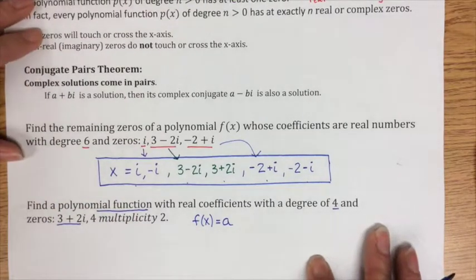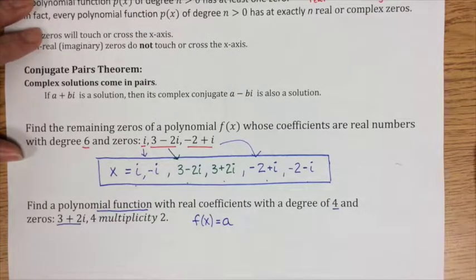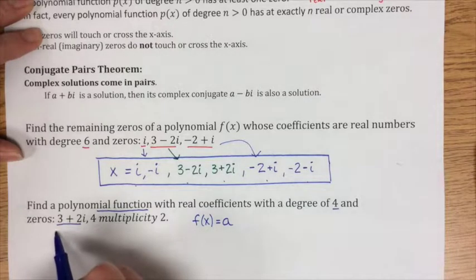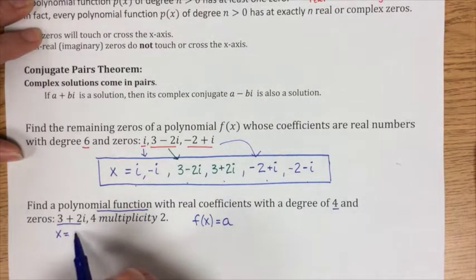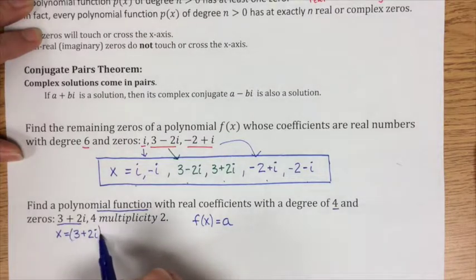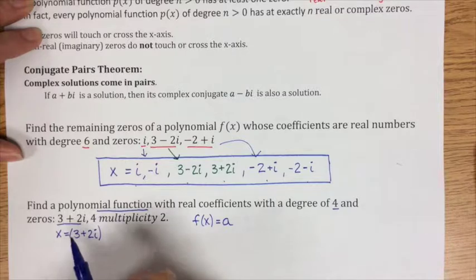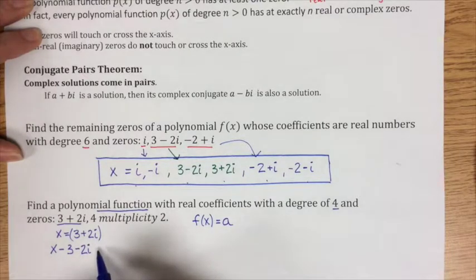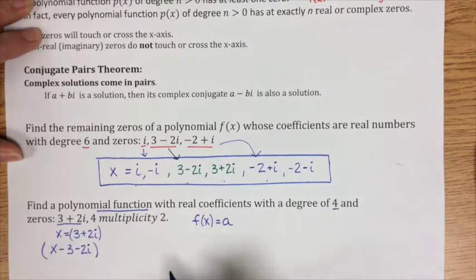Now turning a complex number into a zero or a zero into a factor could be tricky for some of you, but let's show you how it works. 3 plus 2i. How do we change something from zero form to factor form? We subtract everything on the right side over to the left. So this would be x minus 3 minus 2i. And that's our factor there.